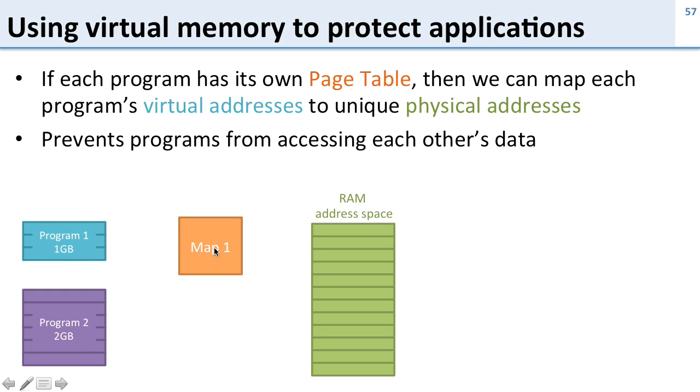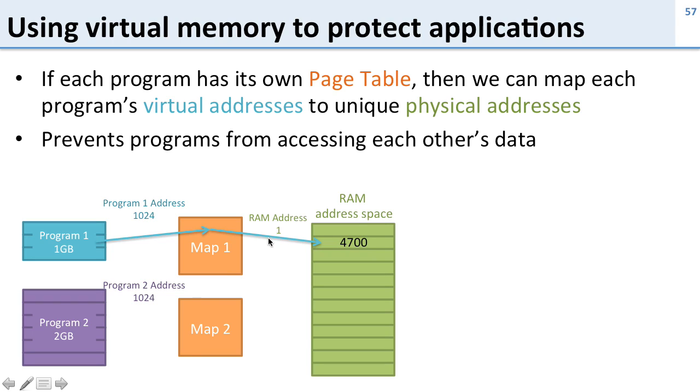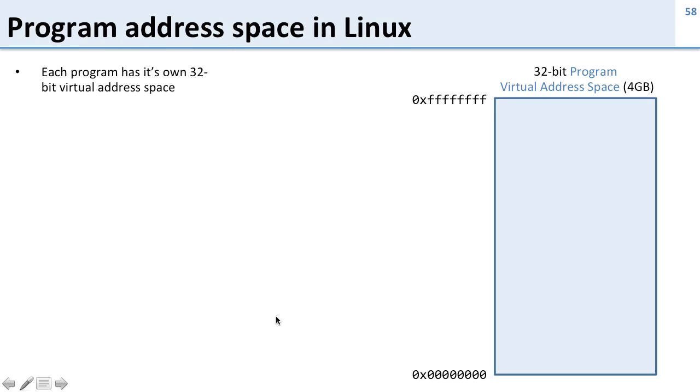So here's program 1 has its own page table or map here, program 2 has its own, and we saw how if program 1 tries to access virtual address 1024, its page table is going to send it somewhere else, maybe physical address 1 here. Program 2 also tries to access virtual address 1024, but its mapping, its page table, sends it to physical address 5, and these two things don't overlap. So let's take a look at this in a little more detail.